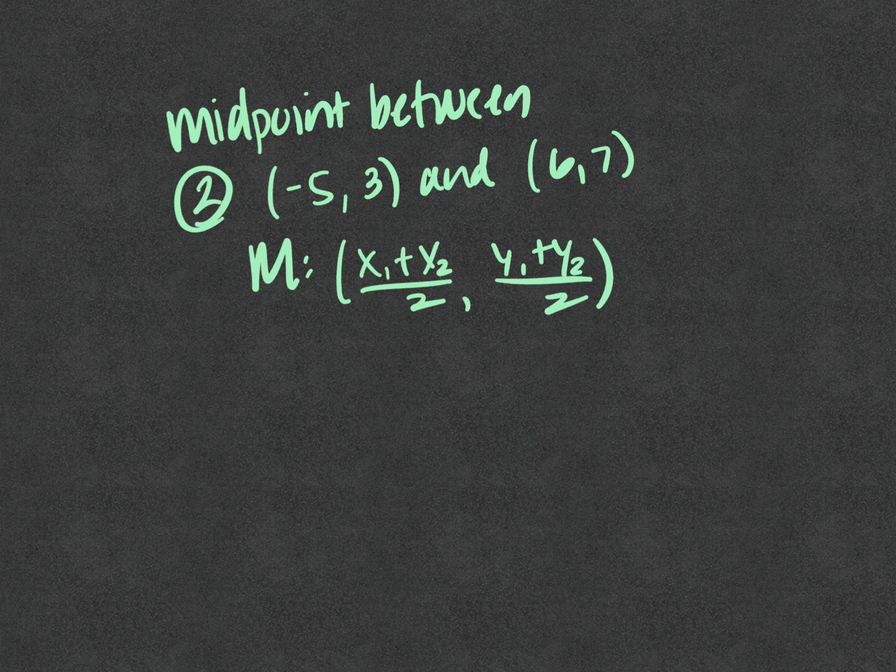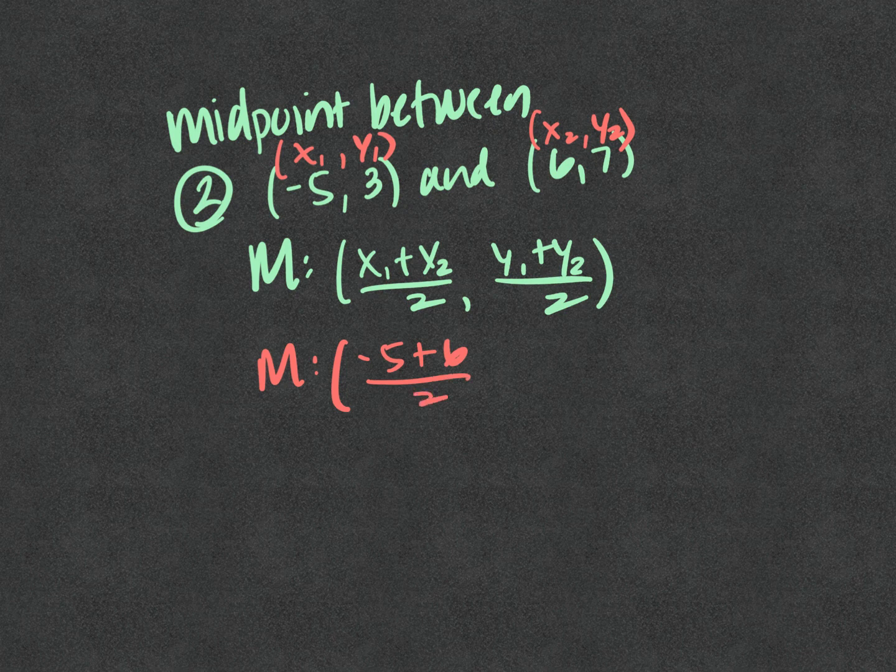So pause the video. All right, so when we come back, I'm going to label this x1, y1, and x2, y2. So then my midpoint would be x1 is negative 5, plus x2 is 6 all over 2, y1 is 3, plus y2 is 7 all over 2. Now negative 5 plus 6 is 1, so our answer is 1/2. And 3 plus 7 is 10, divided by 2 is 5. Apparently I like that pair today.